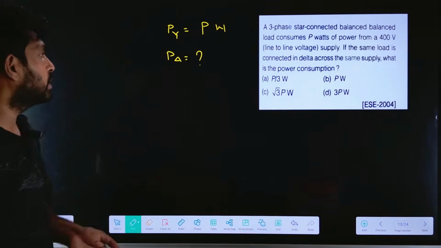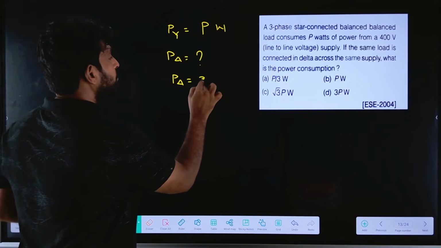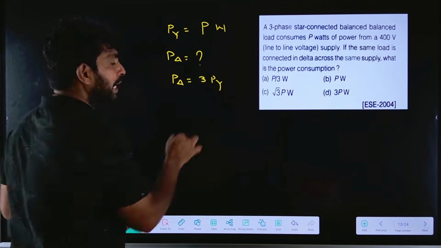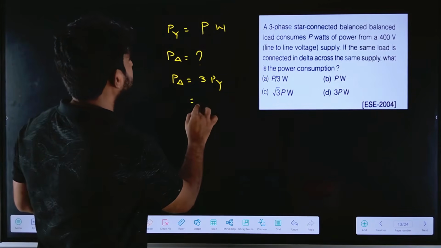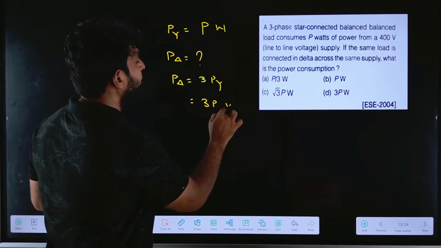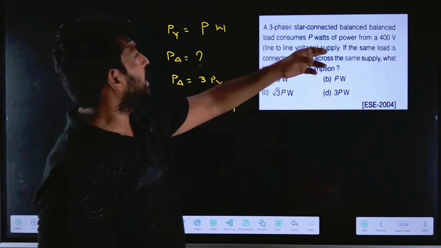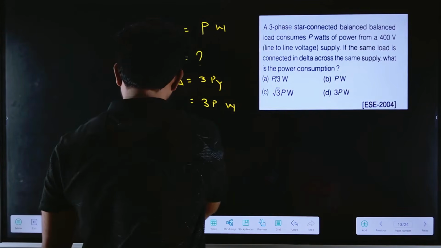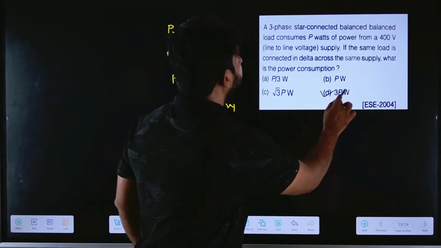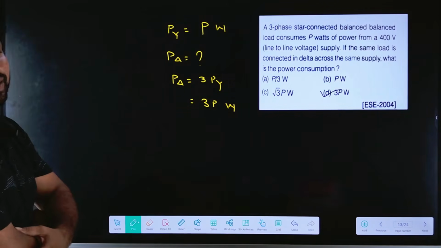So same problem. P delta equals 3 times the P star. Right? So now what is the P star here? It is 3P watts. Initially they are connected in star, so it will be the 3P watts.